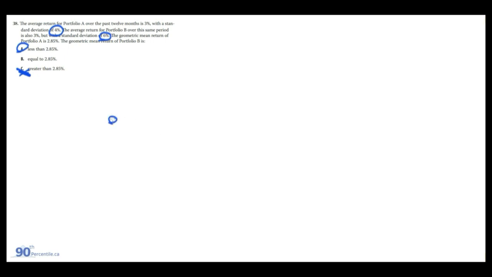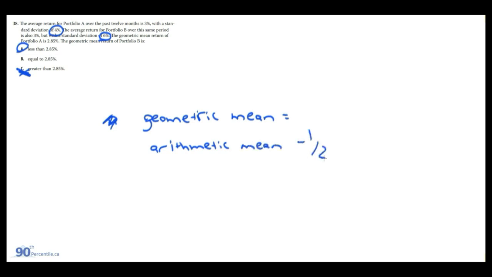If you were curious, the geometric mean is always equal to the arithmetic mean less 1/2 of the variance of the returns. It's not equal to, it's approximately equal to. So you can see here that with a greater variance, it's going to be even less than the arithmetic mean because we're subtracting this. So answer is A.